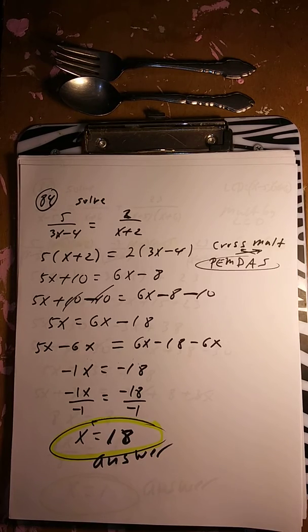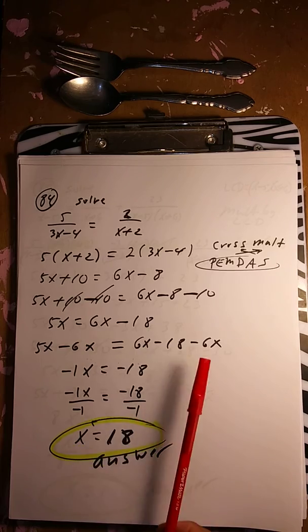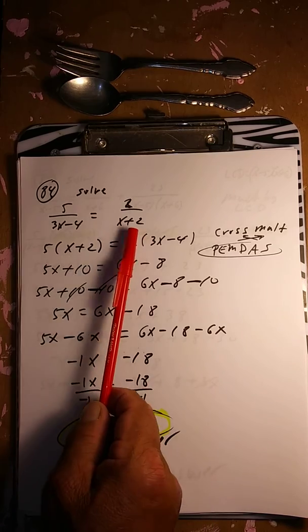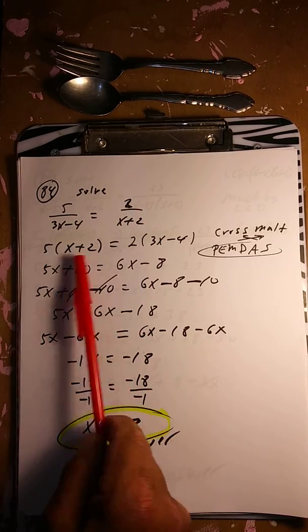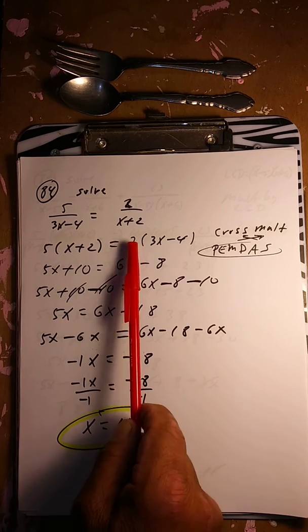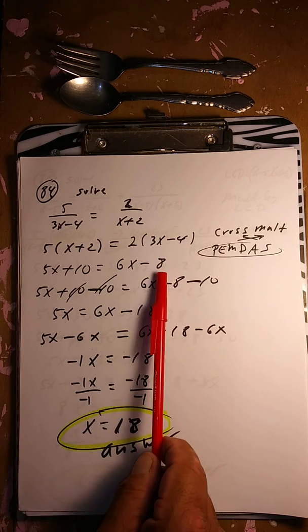This one. This is cross multiply. So we have two fractions, right? So this one times 5, and that one times 2. Cross like this. Cross multiply. So 5 times that is 5x, 5 times 2 is 10. 2 times that is 6x, 2 times that is negative 8.